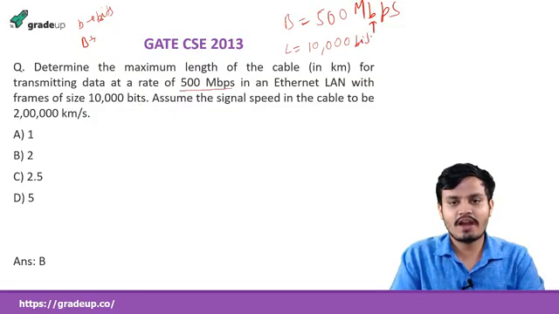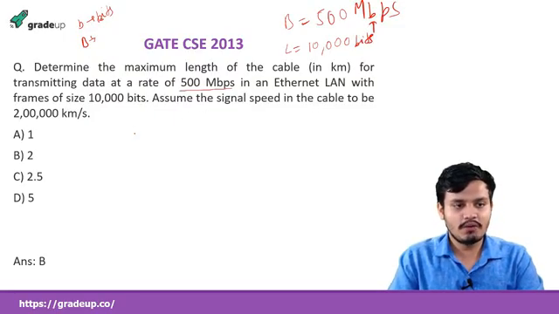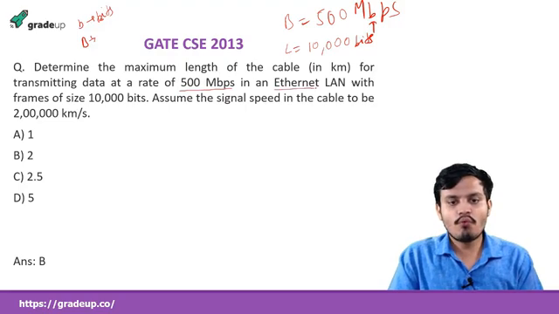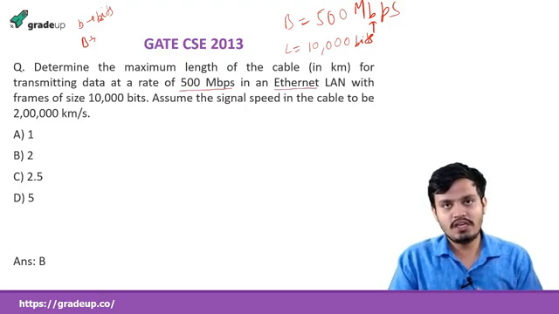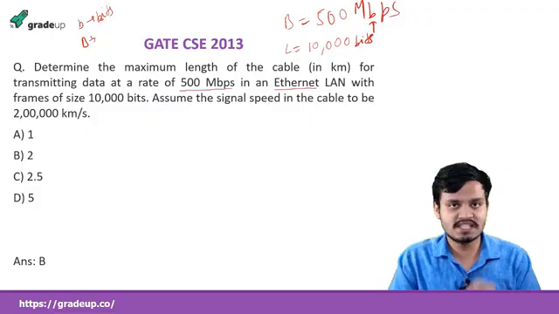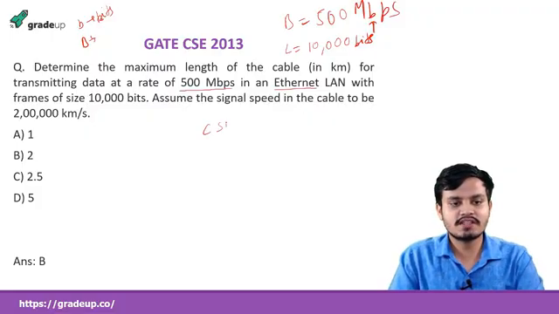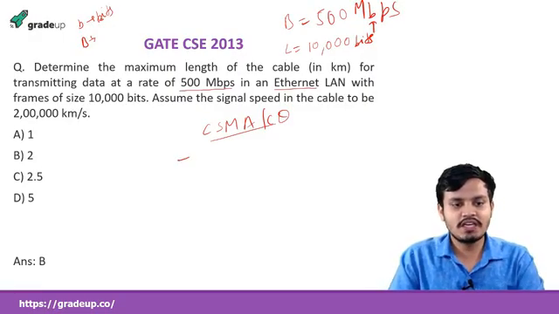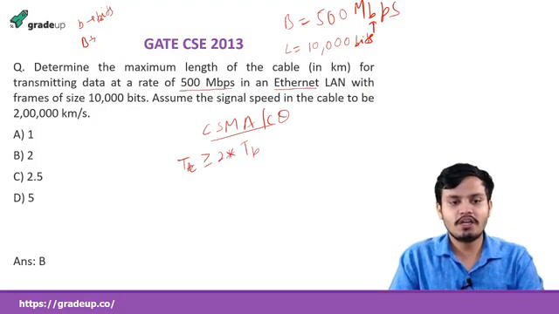Okay, we have collected all the data, and we are given the signal speed in the cable, and what we need to find is the cable length, and it is Ethernet. So where is Ethernet used? In Ethernet we use the CSMA/CD protocol to access the link, and in CSMA/CD we have seen that TT should be at least twice of TP.